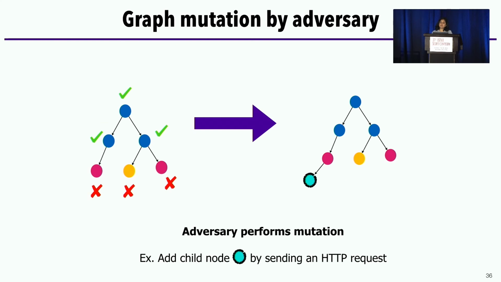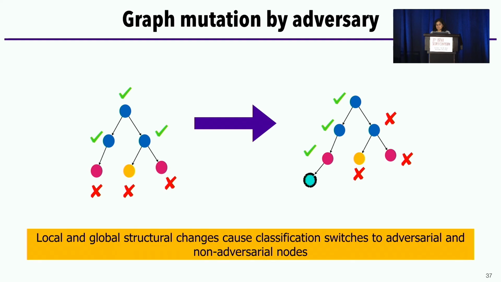Now, what the adversary could do is perform some kind of graph mutation. Here I'm just showing one example, but please read our paper to see other realistic examples of mutations that an adversary can create. So here the adversary adds a child node by sending an HTTP request. And what happens here is that the adversary's structural properties change, like the degree of the adversary, and these kinds of changes can trigger misclassifications by the classifier.